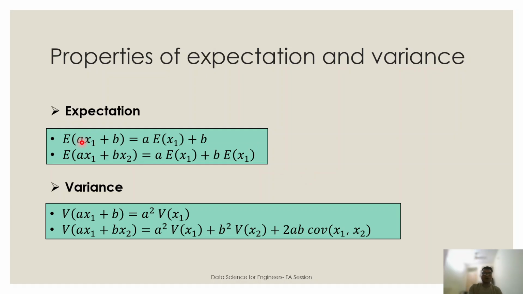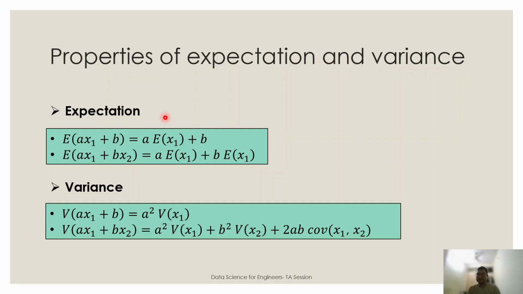The expected value of a linear combination, A multiplied by x1 plus b, is kind of a linear equation. Now I want to calculate the expected value of that linear equation. Very simple: first, you take out this A and then calculate the expected value of the variable. x1 is our variable here, and A and B are constants. So just keep the constants out while calculating the expected value. And then for the whole equation, a x1 plus b x2, again I take A out with the expected value of x1, plus B out with the expected value of x2. So this is all about expectation.